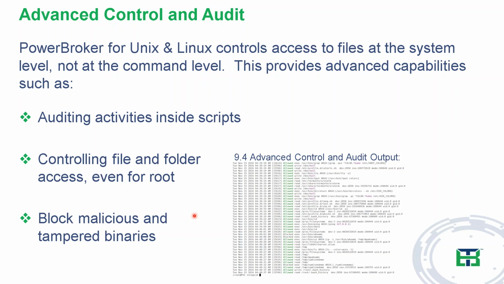We can also control things like file and folder access. Even when you give someone that most highly privileged account of root, we can still control what they're actually able to do, even if the native file system permissions allow them to do things. This also allows you to stop tampered binaries. You could rename a binary, you could symlink to a binary, that sort of stuff. All of those are completely locked down with our policy and controlled.